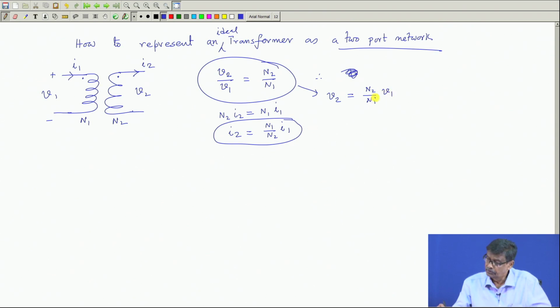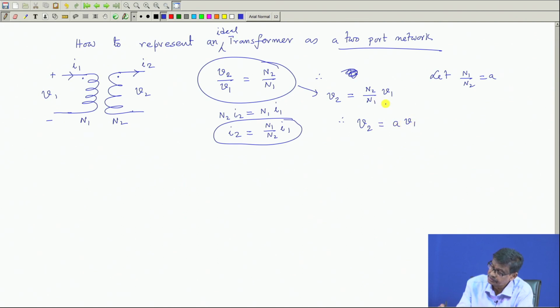So, N1 by N2 is the ratio. Let N1 by N2 be some number a. Therefore, I will say V2 is equal to a V1. This is one equation from this.